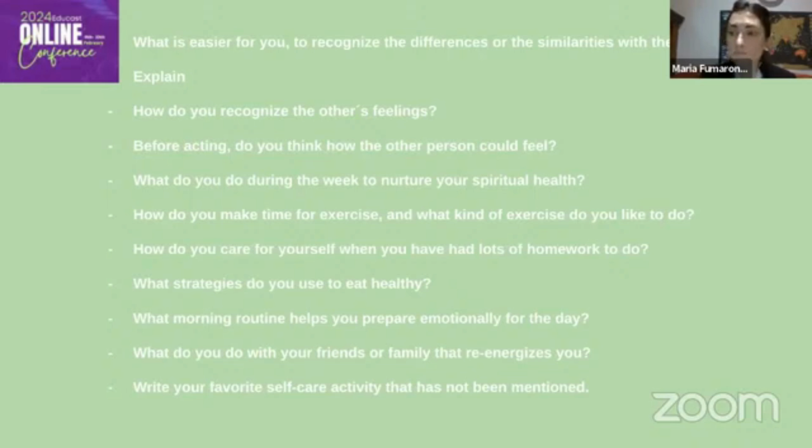Then, before acting, do you think about how the other person could feel? Of course our actions or the result will not depend 100% on our actions, because we have a lot of factors that could be in between. But at least we have to act according to their beliefs, cultures, language, without the intention of offending people. What do you do during the week to nurture your spiritual health?